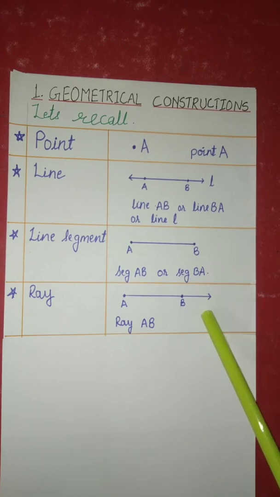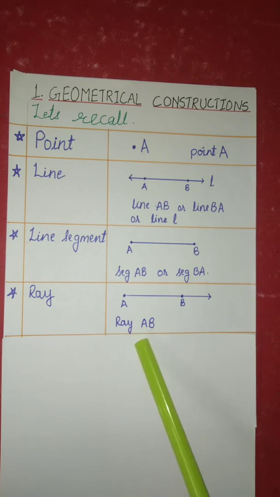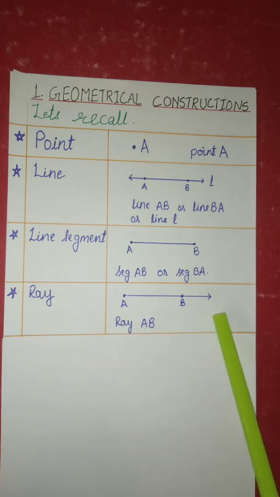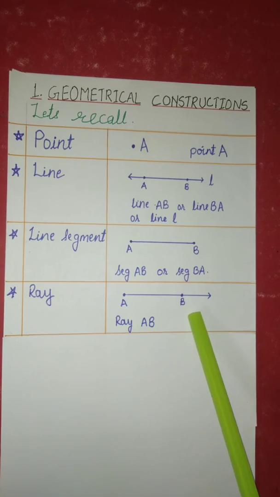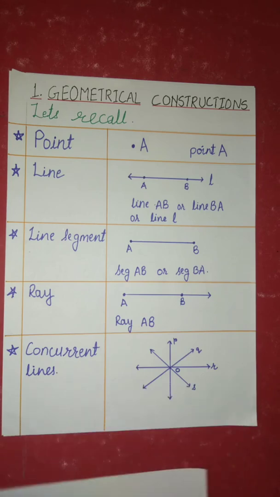The name of the ray is always written beginning with the name of the origin, that is A. Therefore, the name of this figure is ray AB. We cannot write the name of this figure as ray BA, as B is not the starting point or beginning point of the ray. Then the next we will see here is concurrent lines.